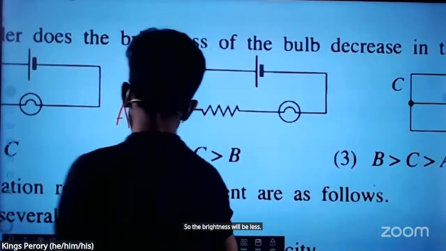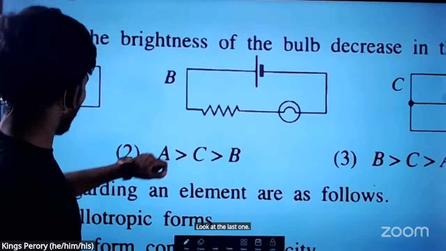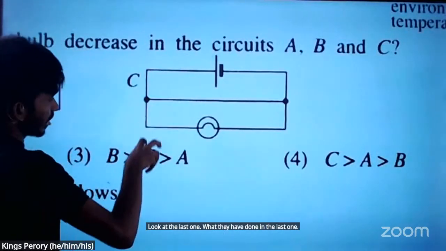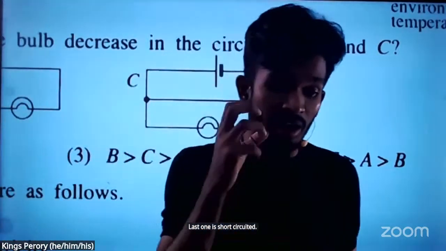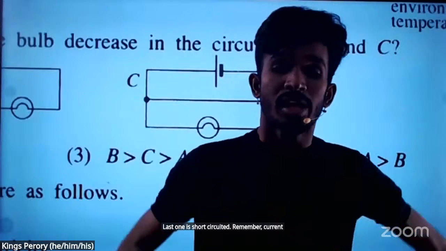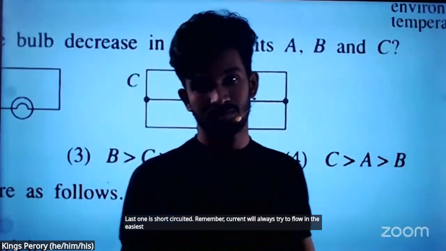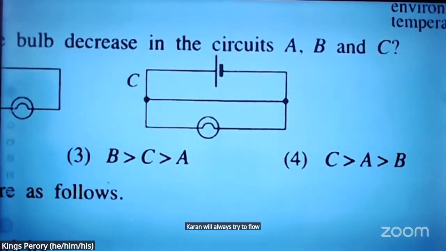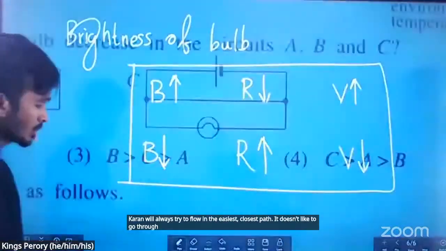Now coming to the last one. Look at the last one. What have they done in the last one? The last one is short circuited. Remember, current will always try to flow in the easiest, closest path. It doesn't like to go through any obstacles.